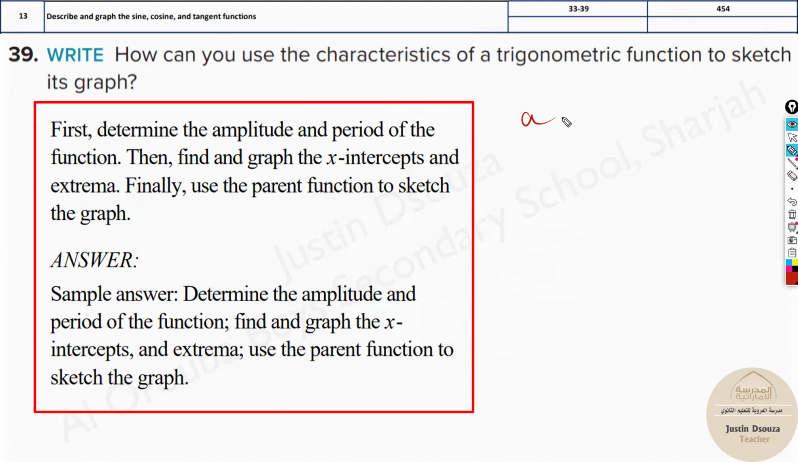Always remember the a value, the amplitude, is required. Then we should know the period. Once we know the period, we can find the b value. Then f of x is a cos or sine, it depends, bx. So we just put it in. So these two are required. How do we find b? From the period. Therefore, amplitude and period. And then you can also use a table, and you can easily sketch the graph. So that's how we can solve these problems.